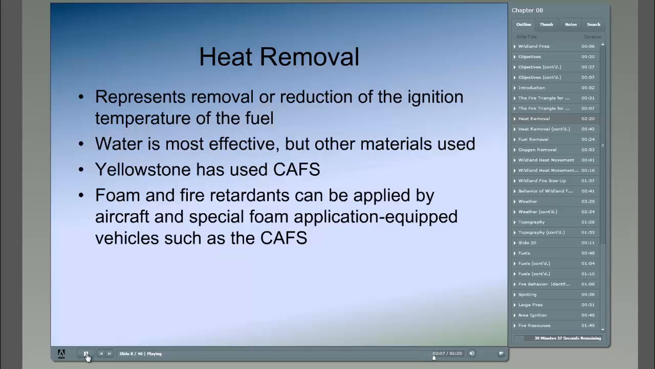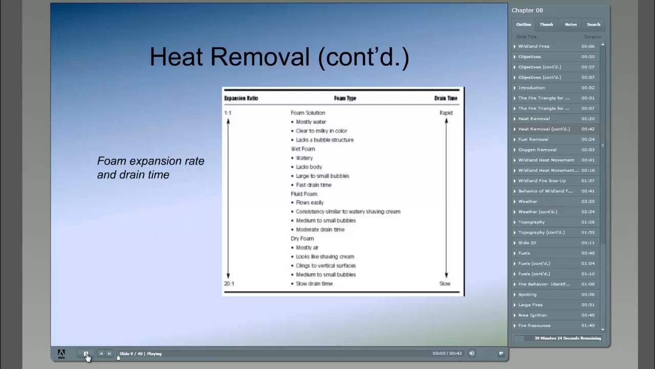Using foam and fire retardant materials, firefighters can slow a large fire. These materials can be applied by aircraft and special foam application equipped vehicles, such as the CAFS. Foam can be made wetter if needed for use on a hot advancing fire, or it can be made drier to adhere to vegetation. The foam provides a protective blanket from the fuel.